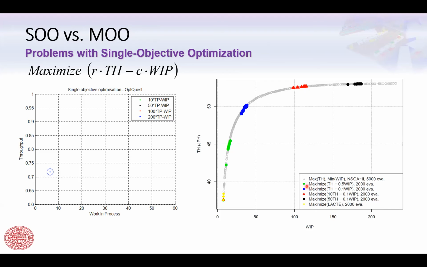Whenever the color changes, you could see that the values of R and C, the weights attached to throughput and work in process, will be changed. In the beginning, the green color has a little bit more weight for the work in process, and then we reduce the work in process in blue, red, and black. But when the color changes, you will see that the weight for the throughput keeps increasing.